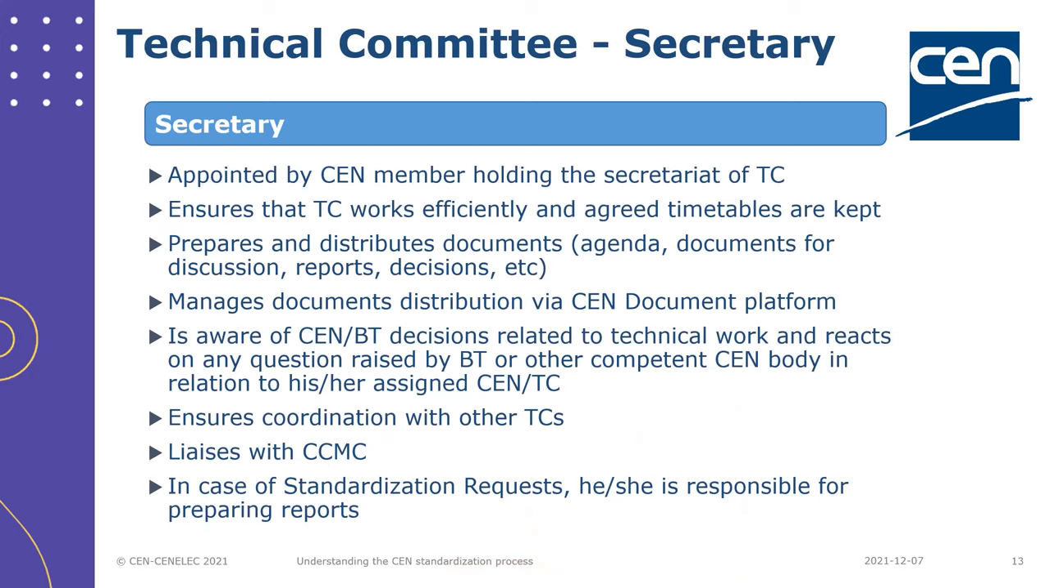The secretary is appointed by the CEN member holding the secretariat of the TC. So in practice, this means that there is no need to take a decision to appoint the secretary. So what happens is that when a TC is being proposed to the technical board for being created, in the same decision, there is also a request for the allocation of the secretariat to a member. And then once the technical board accepts the creation of that TC and the allocation of that secretariat to a member, then the member will choose who is going to be the secretary.